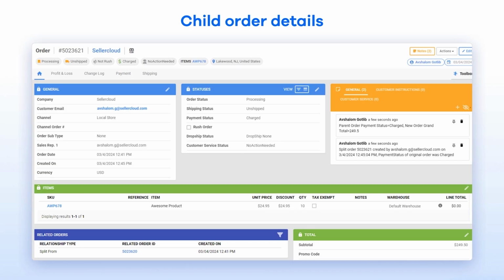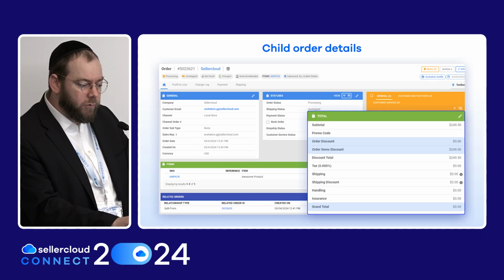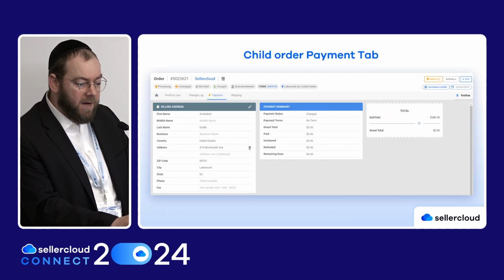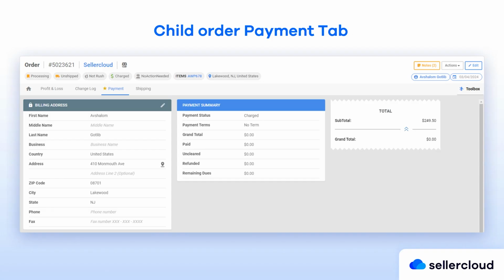The first issue, how do you ship the child order, was solved by applying a discount to the child order in the amount of the child order total. So you can see here that this child order had its total of $249.50. We apply a discount to that child order, and it is now marked as paid and can then be shipped. If you come over to the Payments tab on the child order, you'll see that everything is pretty much zeroed out because the total of that child order was offset by the discount.